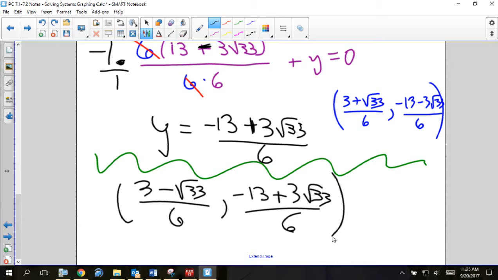This is just more about remembering the quadratic formula. This is more about remembering our radical rules and our simplifying rules. Adding fraction rules. That's what we're doing today, just reviewing that stuff.